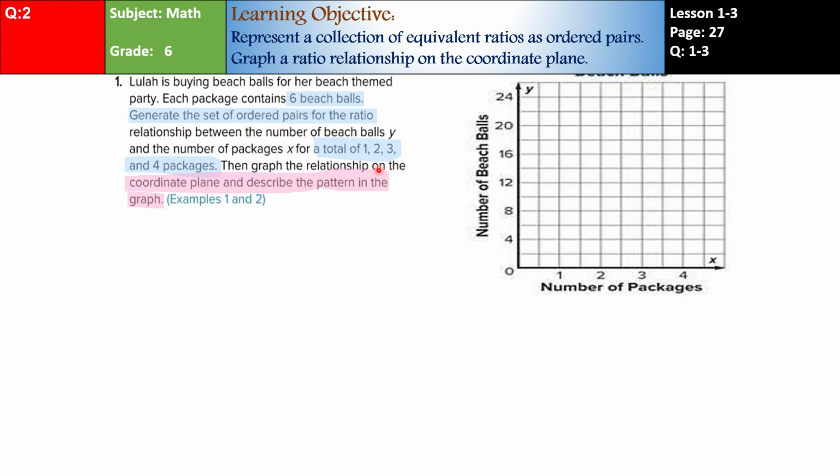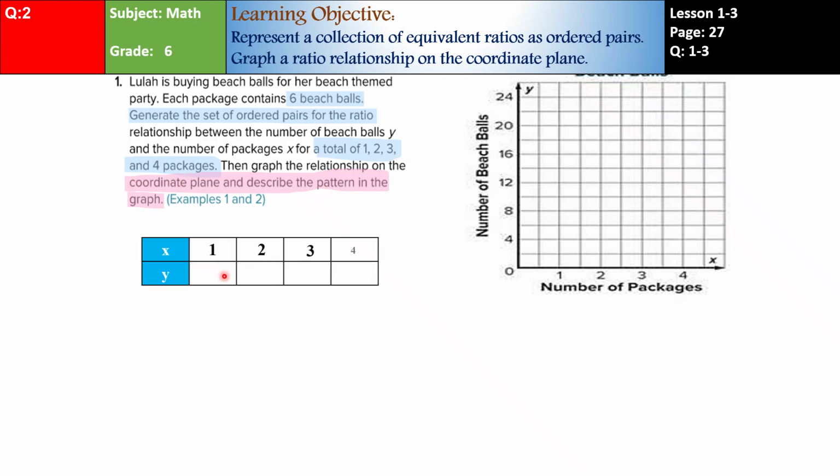First of all, for generating the ordered pairs, you can directly write the ordered pairs or you can make a table. The values of x are given: 1, 2, 3, 4. So for 1 it is 6, for 2 it is 6 times 2, 12, then 18 and 24. Then you can plot them on the graph.